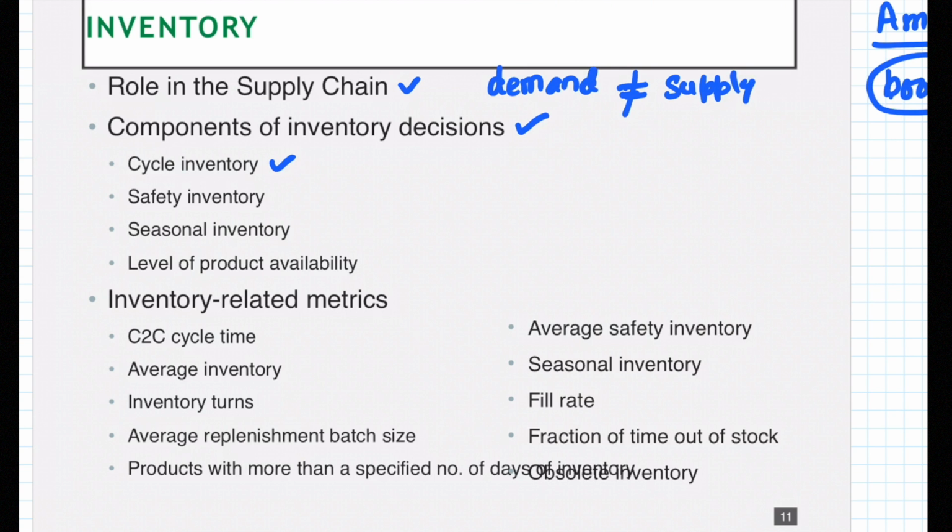So cycle inventory is the average level of inventory that is used for satisfying demand between supplier shipments. Key questions that a manager needs to answer are how much to order each time an order is placed with the supplier, and what should be the lot size of that order.